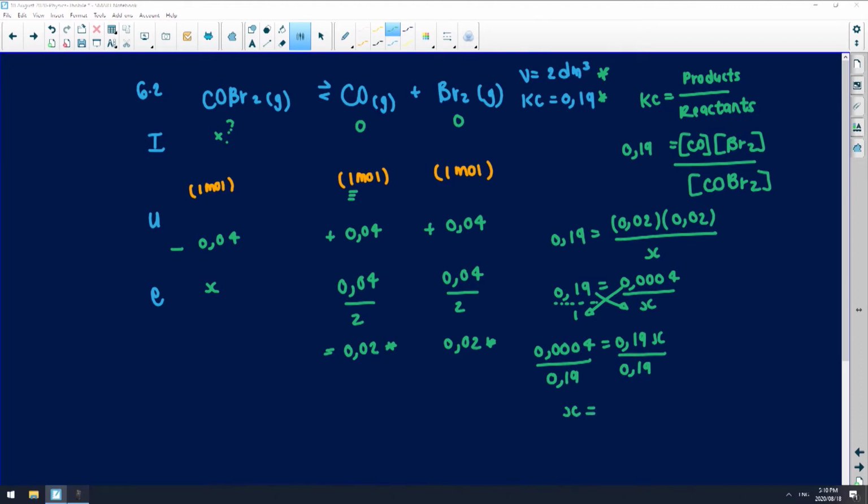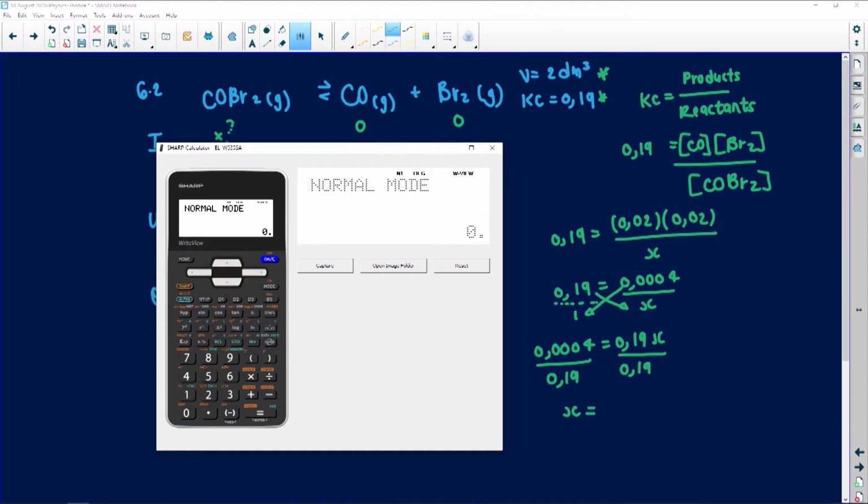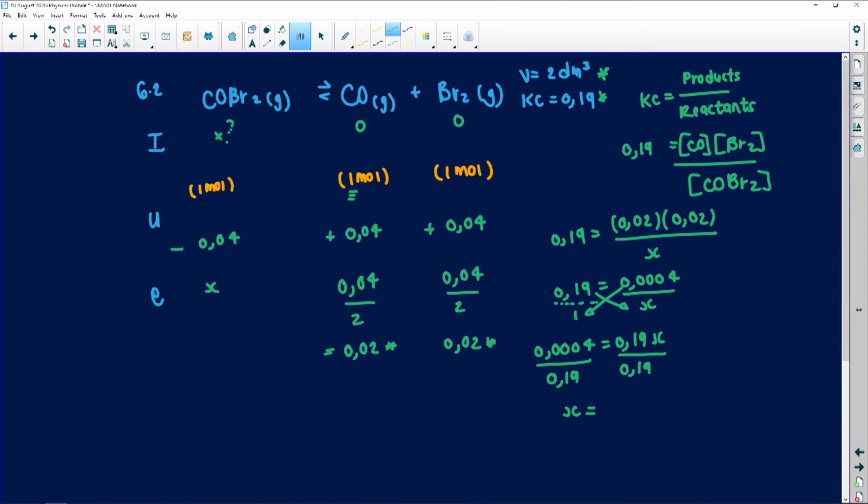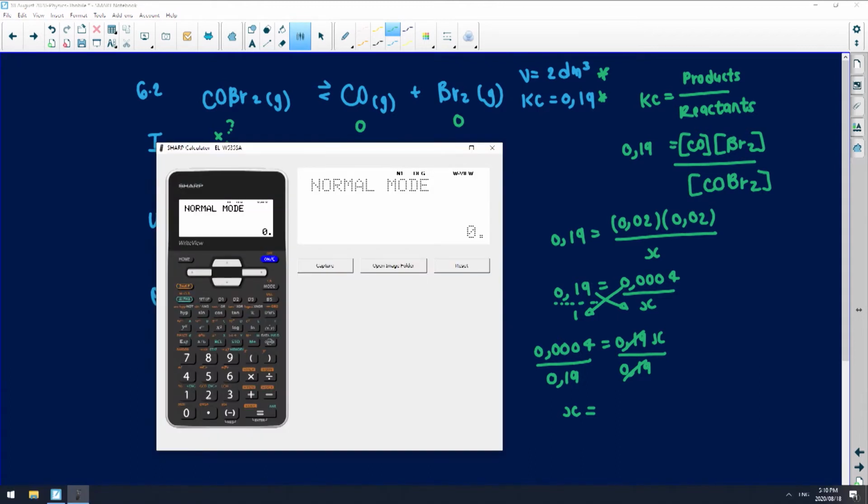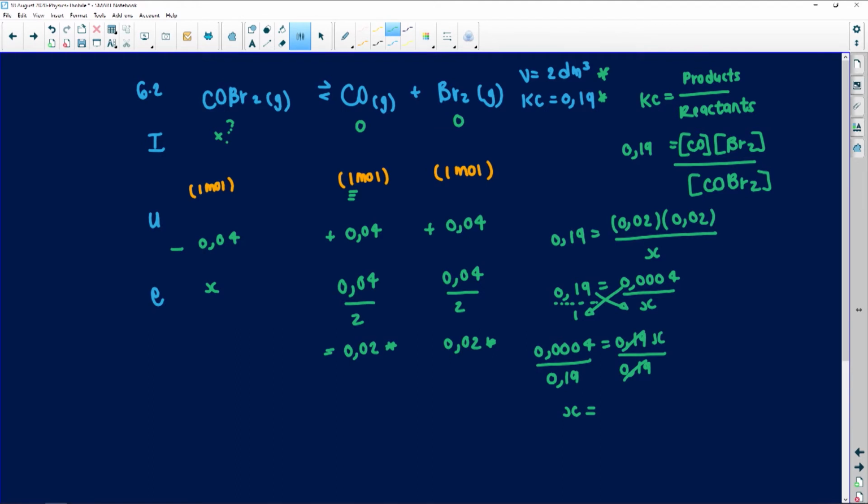Now, let's use our calculator again. So then I can say, remember, this and this will cancel. This and this will cancel, so I'm only left with this side. So where's my calculator? There we are. So then I can say 0.0004. How many zeros do I have? Let's just backspace. I have 3. All over 0.19 will then give me my value of x, which gives me 0.002.